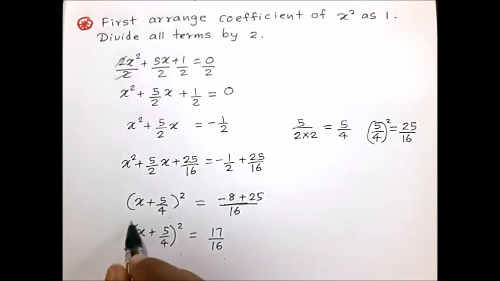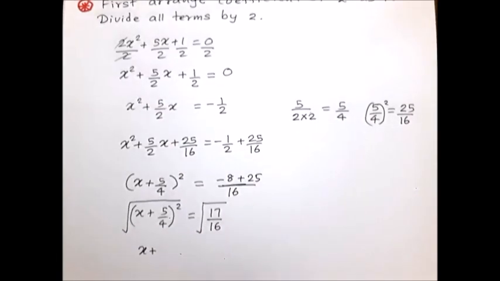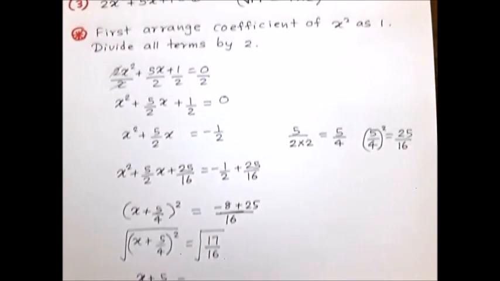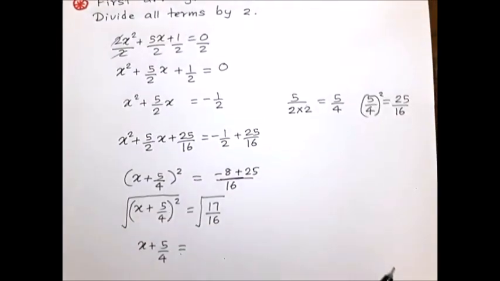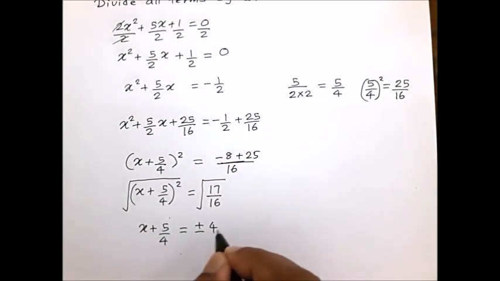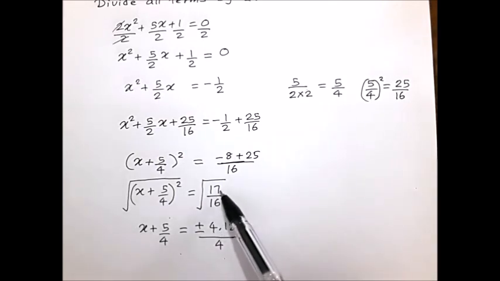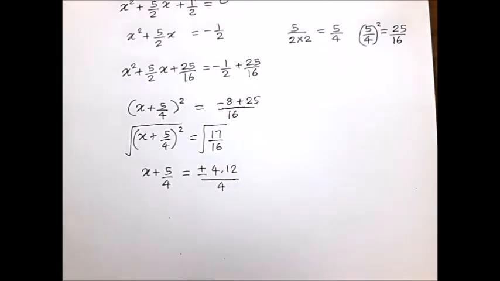Now you have to take the square root of both sides. Square and square root cancel, only x plus 5 over 4 remaining. Here the square root of 17 is given in the beginning of the question. It is 4.12. You have to write plus or minus 4.12. And what is the square root of 16? It is a square number. You can take the square root as a whole number. It is 4. Square root of 17 given in the question is plus or minus 4.12 and square root of 16 is 4.